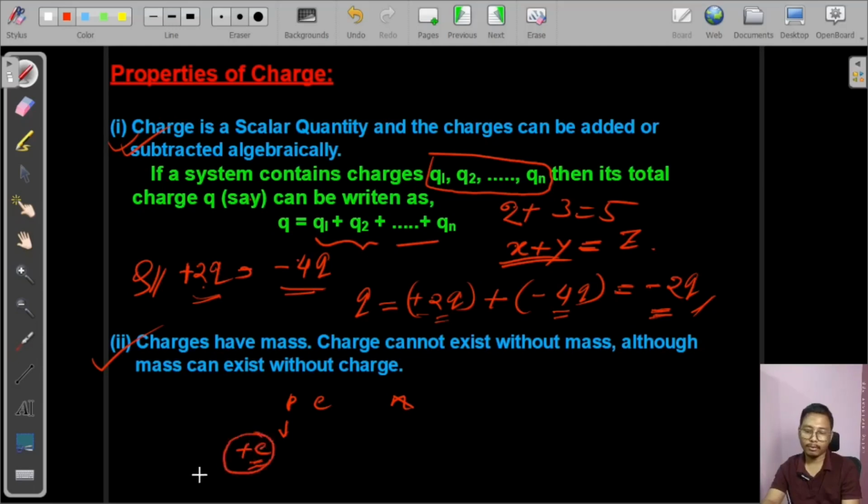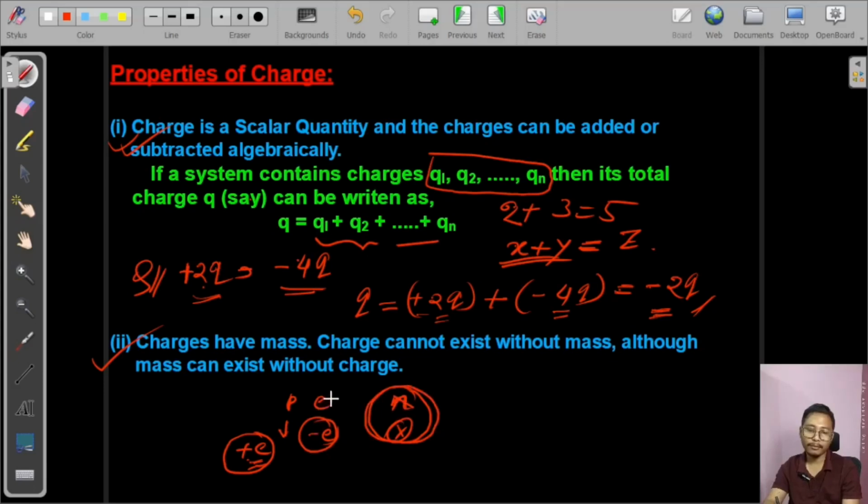That means the value of charges on proton and electron are same. Okay, just the signs are different. This is plus, this is minus. But neutron has no charge. But they have mass. Neutron has mass, but no charge. That means mass can exist without charge.